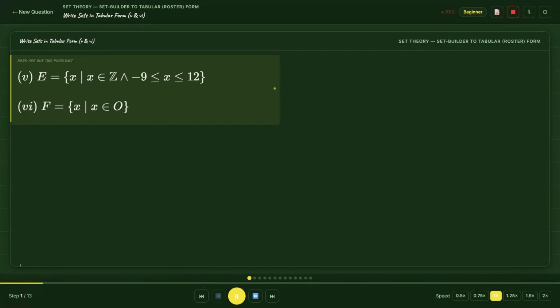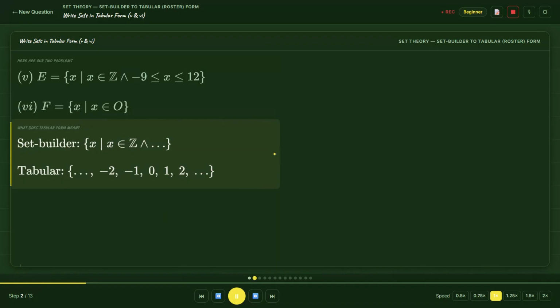That just means we list out all the members one by one inside curly brackets. Set builder form gives us a rule like a clue. It says what kind of numbers belong. Tabular form means we write out every single member separated by commas inside curly brackets.